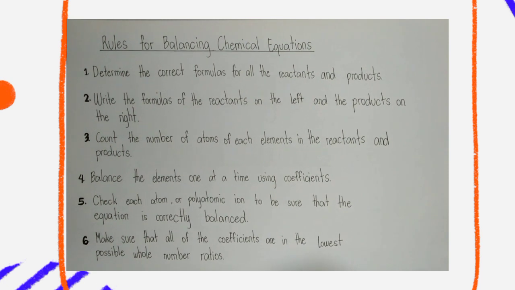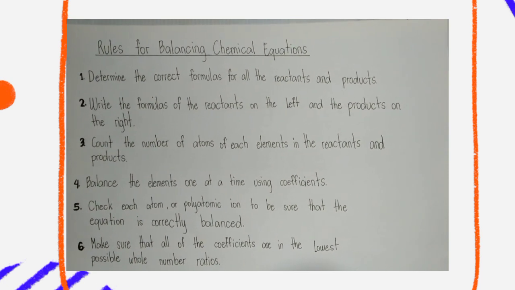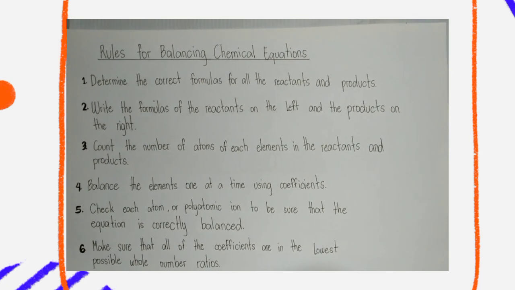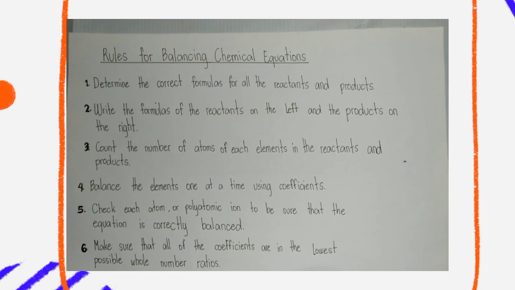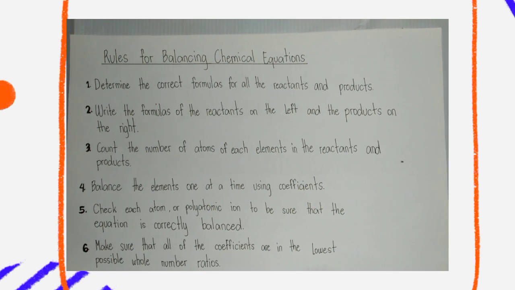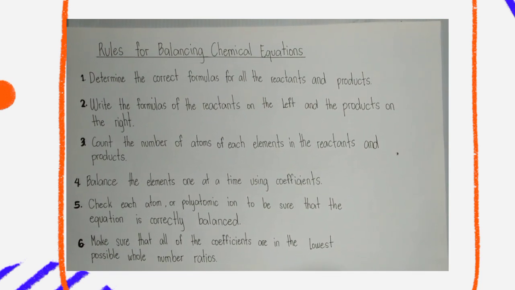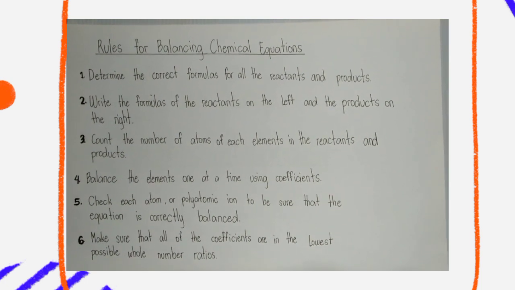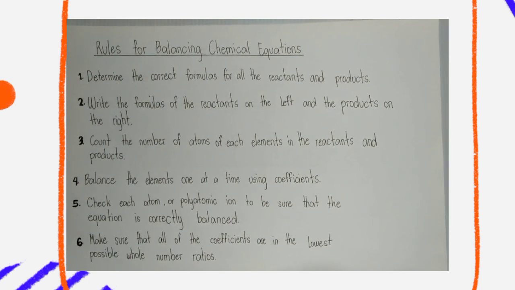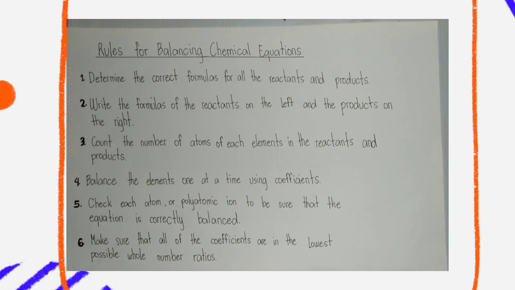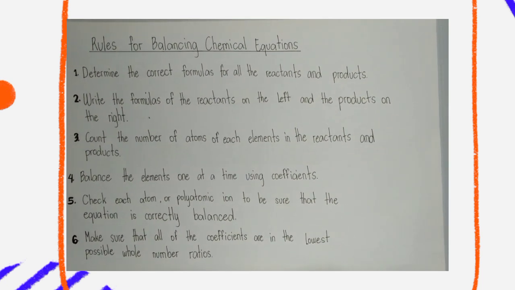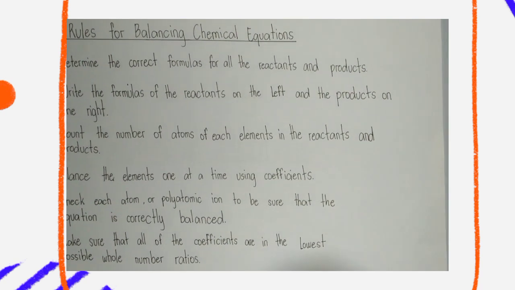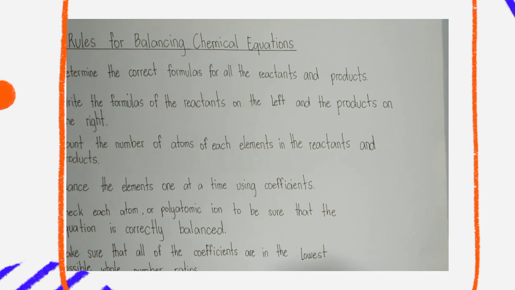First, we need to determine the correct formulas for all the reactants and products. Second, we need to write the formulas of the reactants on the left and the products on the right. Third, we need to count the number of atoms of each element in the reactants and products. Take note that a polyatomic ion that appears unchanged on both sides of the equation is counted as a single unit.